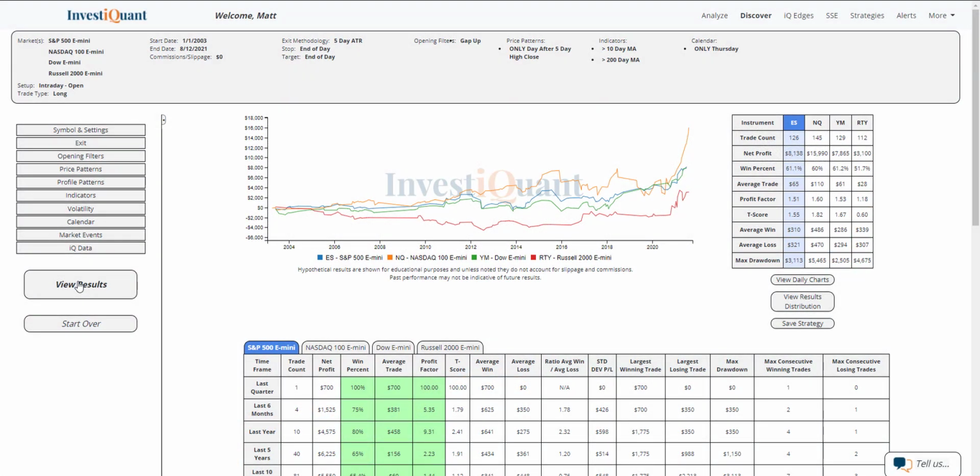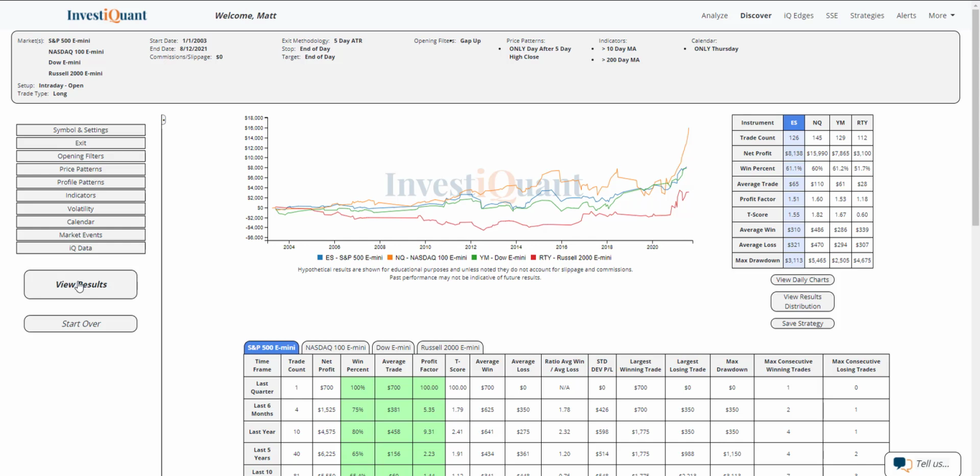And here we go. These are the results based upon entering the market long at 9:30 a.m. Eastern Time, exiting at 4:15 p.m. Eastern Time when it is a Thursday and you are gapping up when the prior day closed at a 5-day high close and above a 10 and 200-day simple moving average. Historically, we've got 126 samples to look at here in the S&P. We've got 145 in the NASDAQ, 129 in the Dow, and 112 in the Russell.